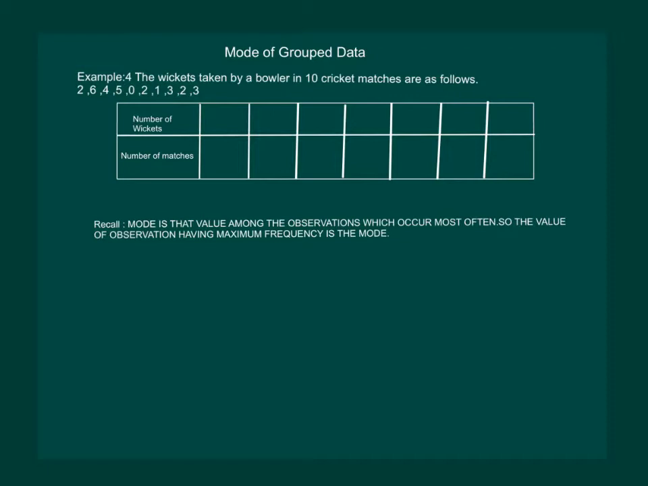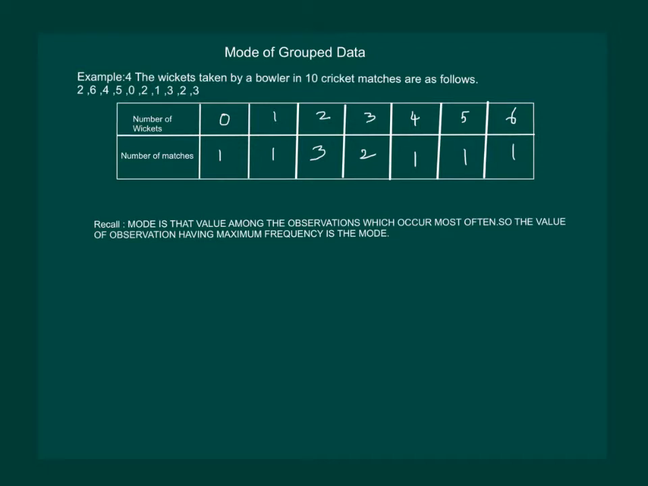The wickets taken by a bowler in 10 cricket matches are as follows. So we are given the raw data. Let us make the frequency distribution table. So he took 0 wickets once, 1 wicket once, 2 wickets thrice, 3 wickets twice, 4 wickets once, 5 wickets once and 6 wickets once.